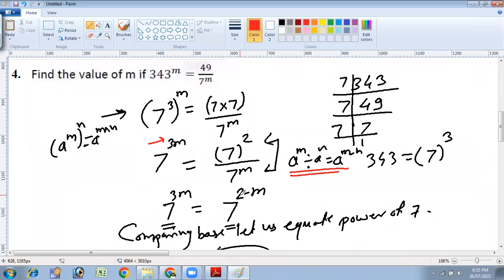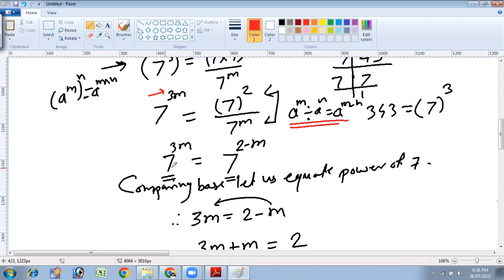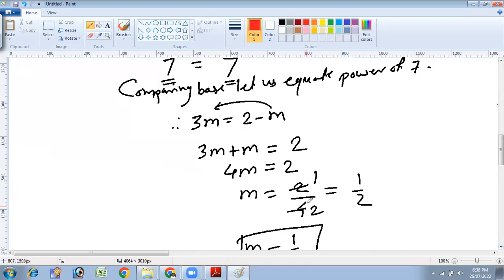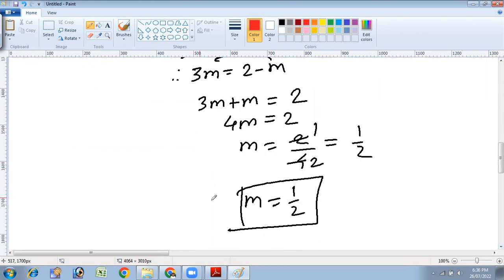So it will be 7 raised to 2 minus m, subtraction of the powers, because the base is same. As the base is same on the right side and left side, what can we say? Powers will be same. So 3m is equal to 2 minus m. By transposing this m, 3m plus m is equal to 2. So 4m is equal to 2. Transpose this 4 here, it will be divided. So m is equal to 1/2. Okay, so in this way we can get the value of m. Understand how to solve?